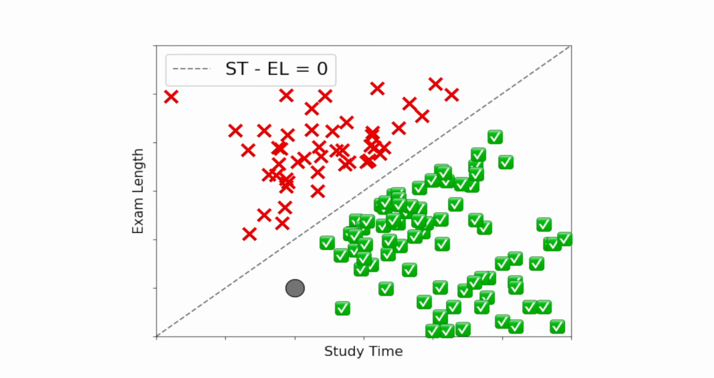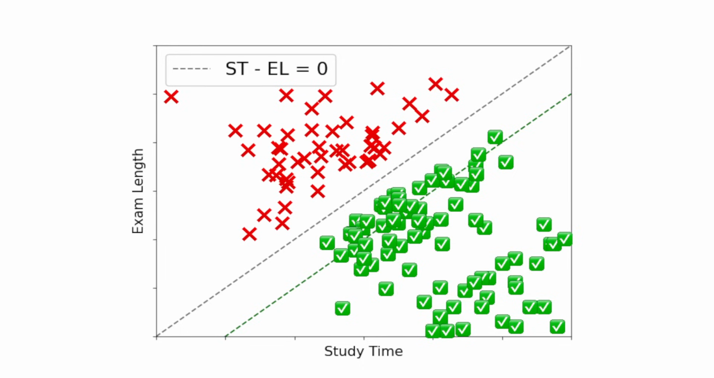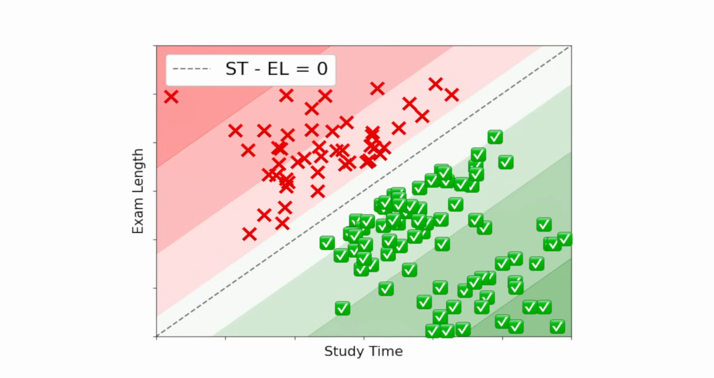For example, if a student studied 2 hours for a 1-hour exam, the result will be 2 minus 1 equals 1. All students who studied 1 hour more than their exam is long are on this line. All students whose result is 2 are on this line, and all students whose result is 3 are on this line. The farther from 0 the result, the farther from the line the student lies. These results sort of tell us how confident we can be that a student will pass or fail the exam, but they're difficult to interpret.